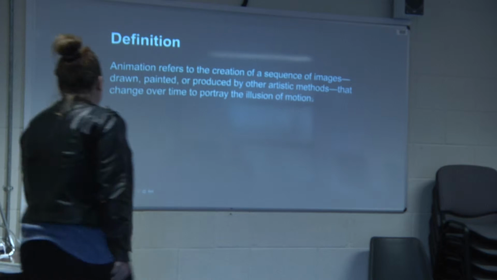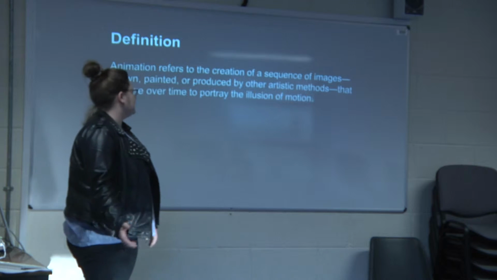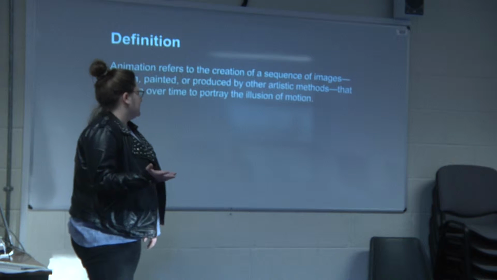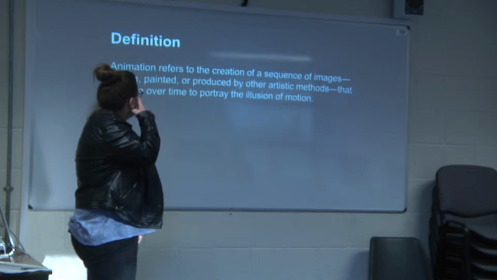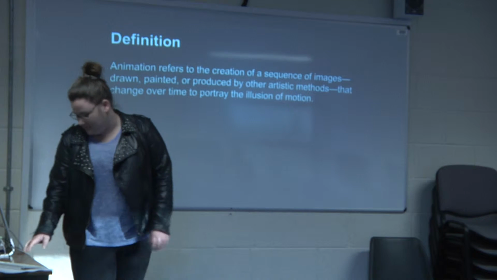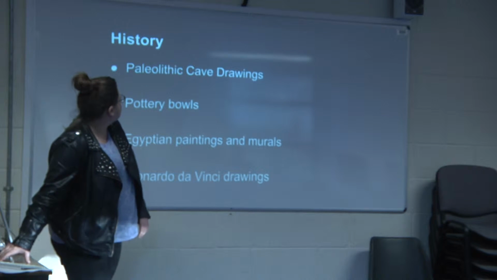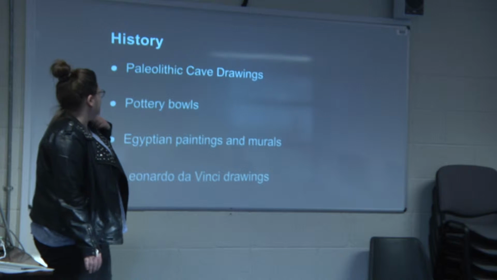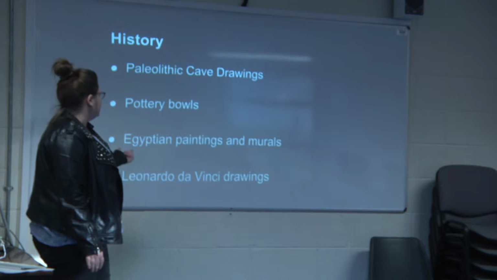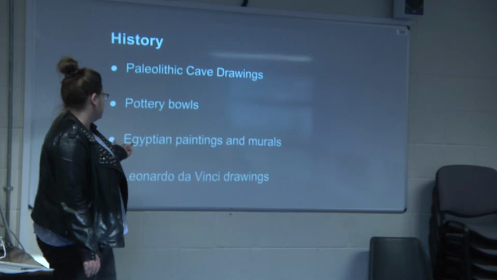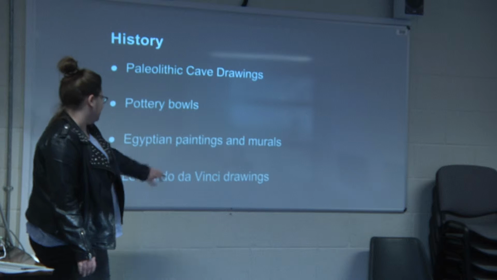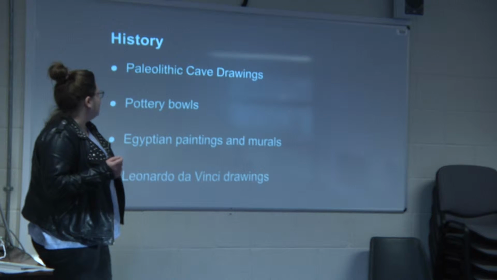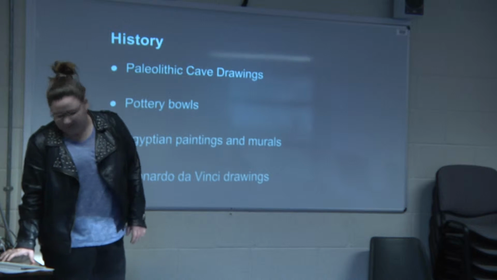So the definition of animation is the creation of a sequence of images, drawn, painted, or produced by other artistic methods that change over time to portray the illusion of motion. So I'll just go quickly into the history. There are cave drawings, pottery bowls, Egyptian paintings, and even Leonardo da Vinci is known to have done types of animation. I'll go through the pictures.